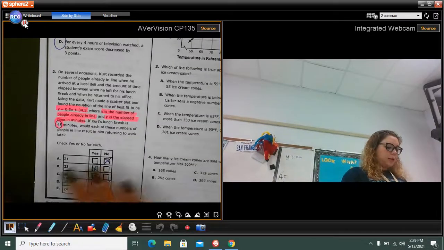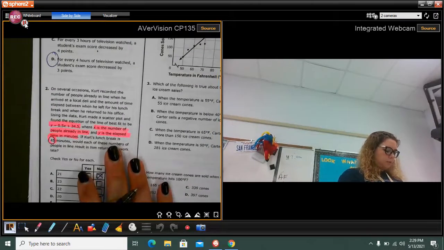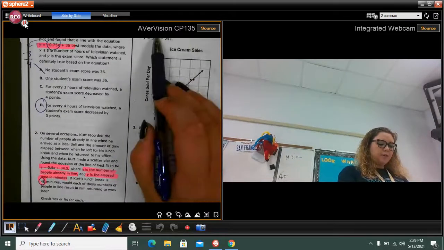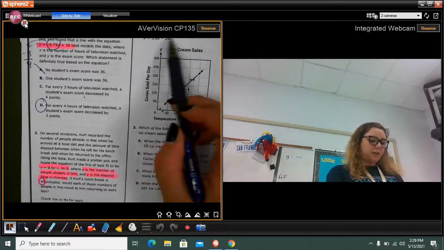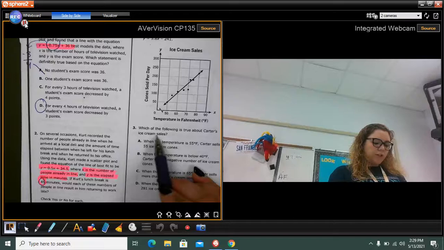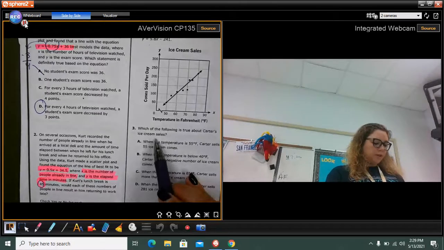Let's go to the next one. Cordell owns an ice cream cart and sells various flavors of ice cream cones. The equation for the line of best fit is this. Which of the statements is true about Cordell's ice cream sales?